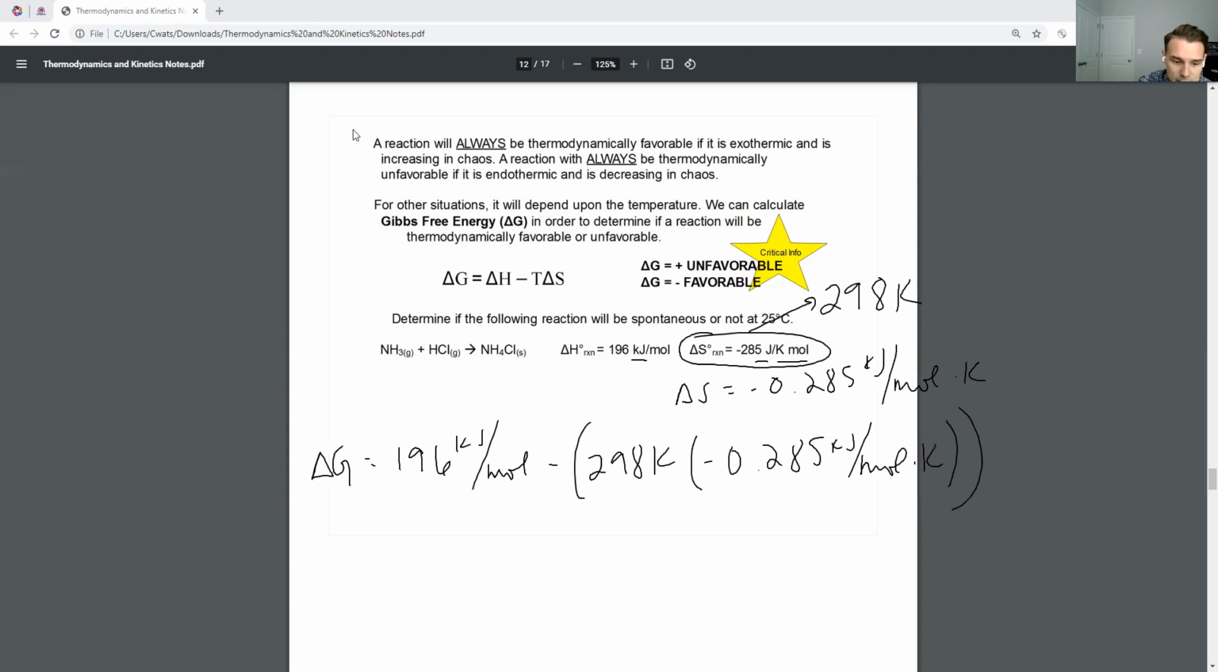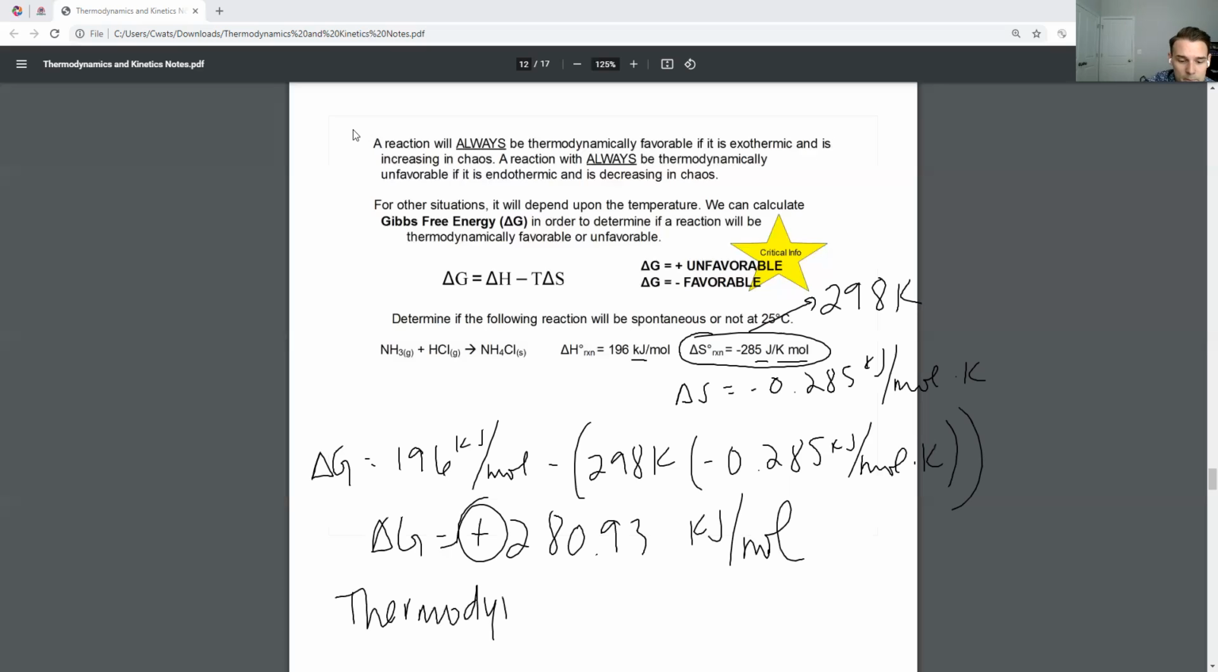When I solve this, my delta G will be positive 280.93 kilojoules per mole. Typically, when we're doing these problems, the number itself doesn't matter. The only thing I'm looking at really is the sign. The greater it is, the more favorable or unfavorable it will be. But delta G is positive, so this reaction will be thermodynamically unfavorable.